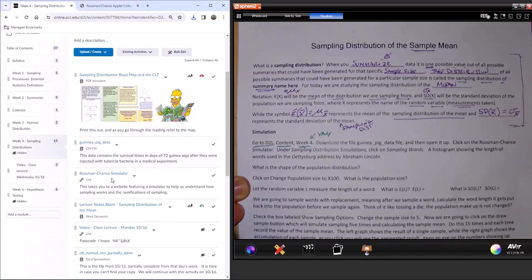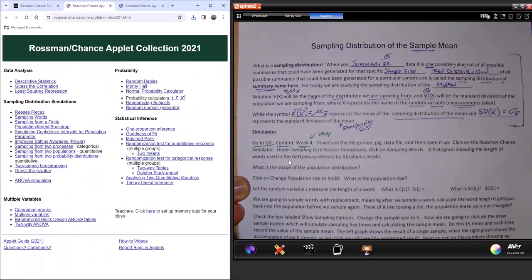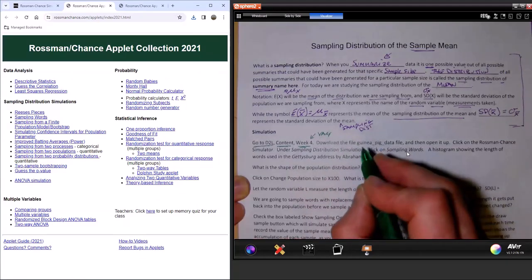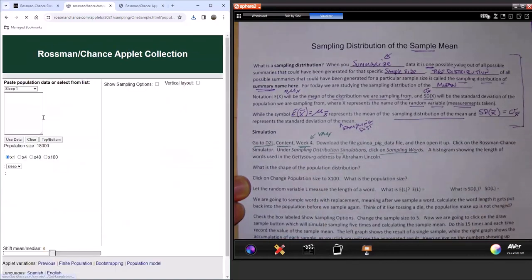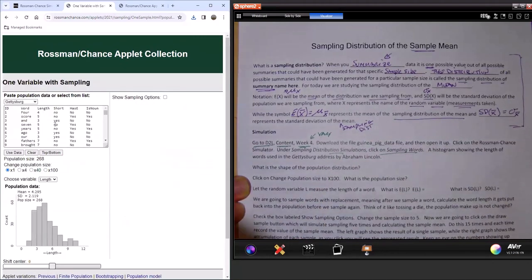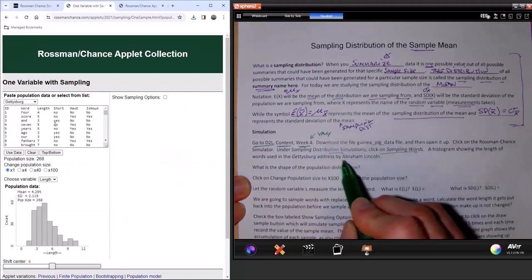And then the next thing I'm going to do is click on the Rossman-Chance Simulator right here. And I'm going to go under Sampling Distribution Simulations, which is this title right here. And I'm going to choose Sampling Words. And what am I looking at here? Well, you're looking at a histogram showing the length of words used in the Gettysburg Address by Abraham Lincoln.